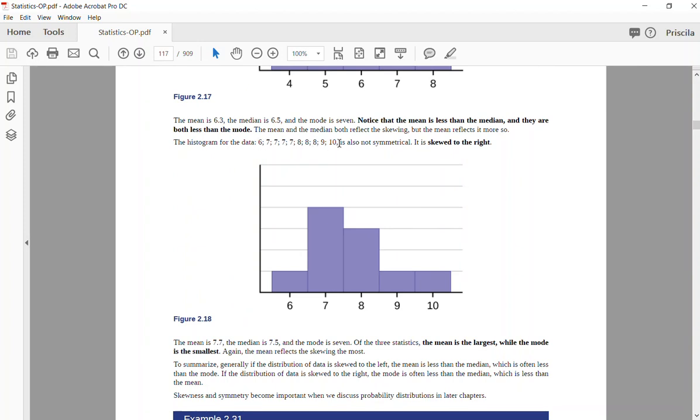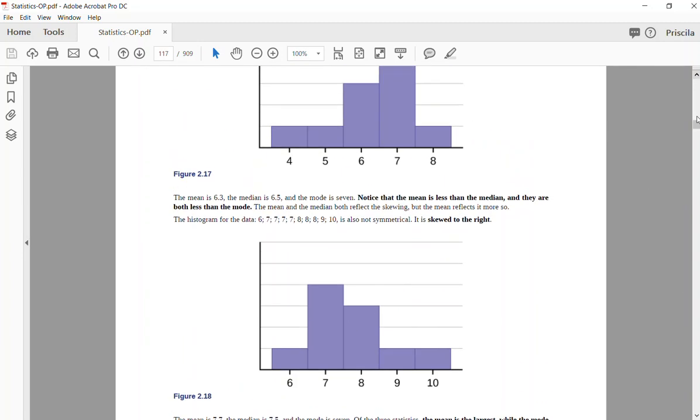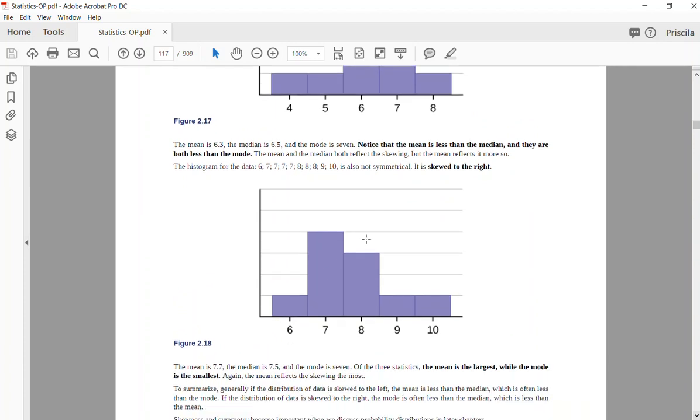And then they're also giving you further information about skew to the right. They're giving you the values, the data set, and telling you it's also not symmetrical. Just looking at it, you would right away say that it's not symmetrical. It's not like you can cut it in half and put it together like a mirror and it's going to reflect exactly the same thing. The mean is 7.7, the median is 7.5, and the mode is 7. Notice how the mean is the largest while the mode is the smallest. When that happens, we call it skew to the right.